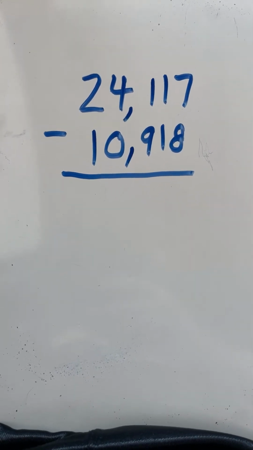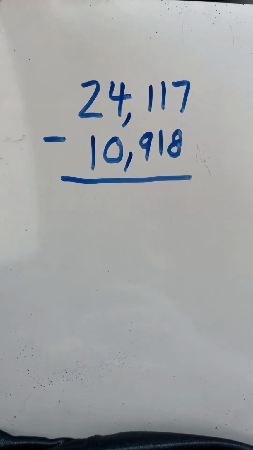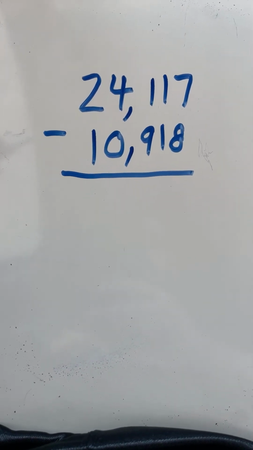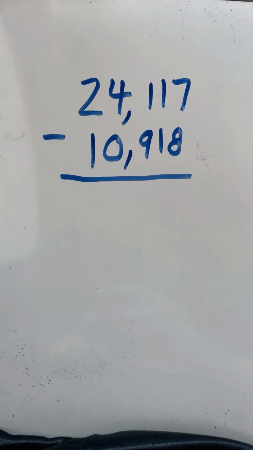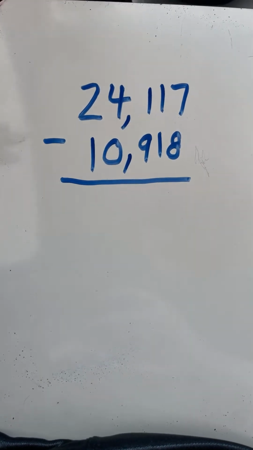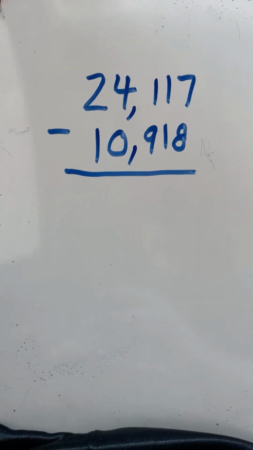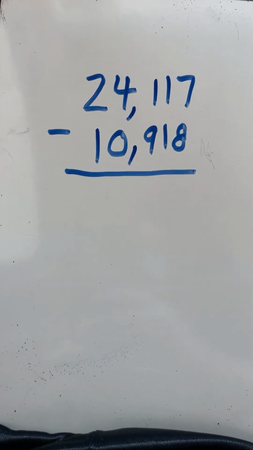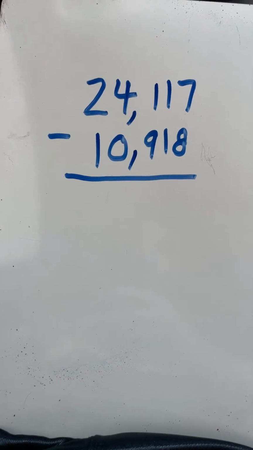So basically, we have to regroup whenever there is a bottom digit that is bigger than the top digit. So if the top digit and the bottom digit are equal, then we don't need to regroup. Or if the top digit is bigger than the bottom digit, then we do not need to regroup. We only regroup when the bottom digit is bigger than the top digit.